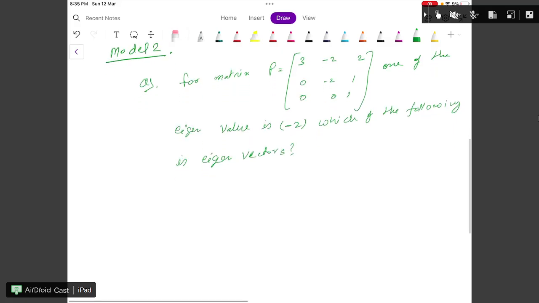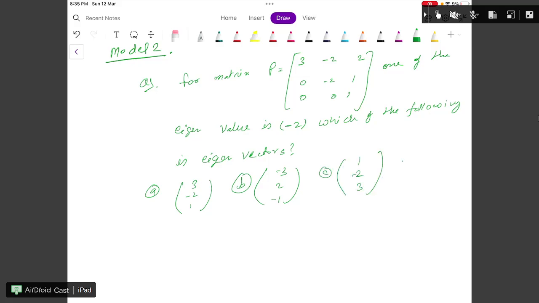The given options are: option A is 3 minus 2 1, option B is minus 3 2 minus 1, option C is 1 minus 2 3, and option D is 2 5 0. These are the given options. In the problem, the eigenvalue is given, and it is asking about the eigenvector. So I will use this property.